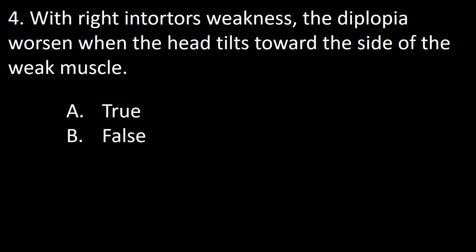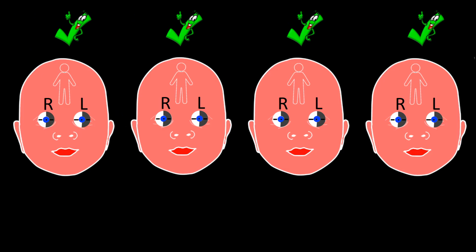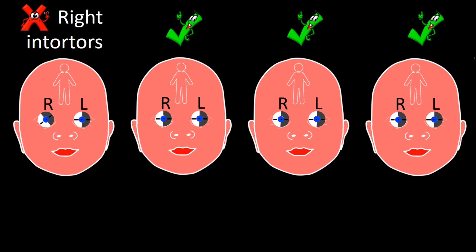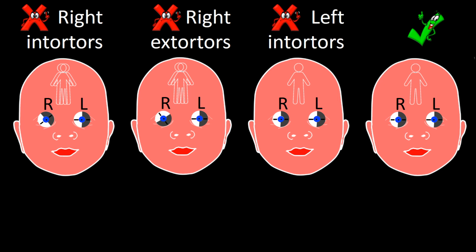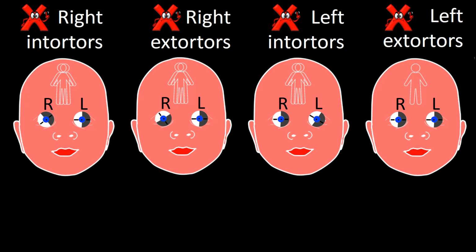A. True. B. False. In this frame, I have represented the forehead with monovision, as indicated by the single man figure. If either of the right intortors, the superior rectus, superior oblique, or both are weak, the right eye will extort and double vision will appear. If there is right eye extortor weakness, the right eye will intort and diplopia will appear. If the left intortors are weak, the left eye will extort and diplopia will appear. And if the left extortors are weak, the left eye will intort and diplopia will appear.